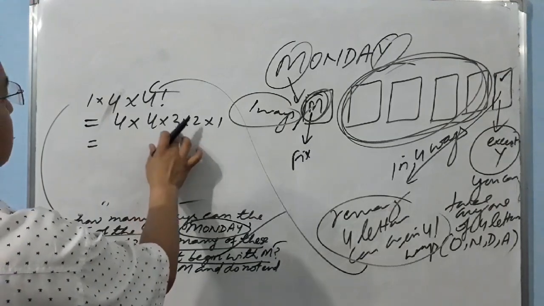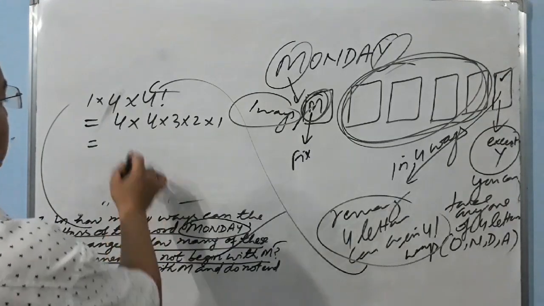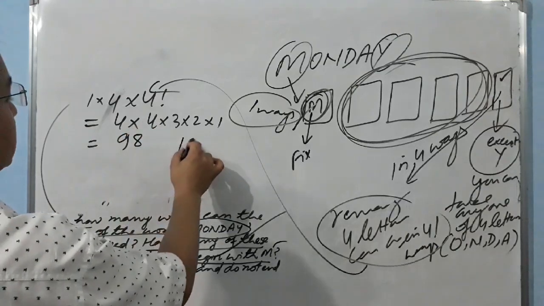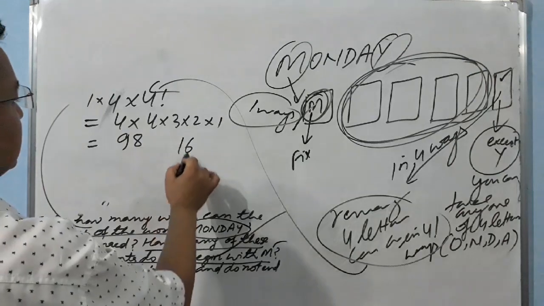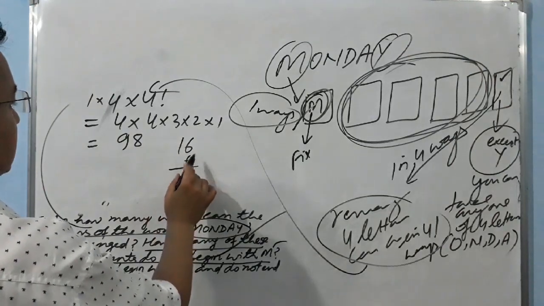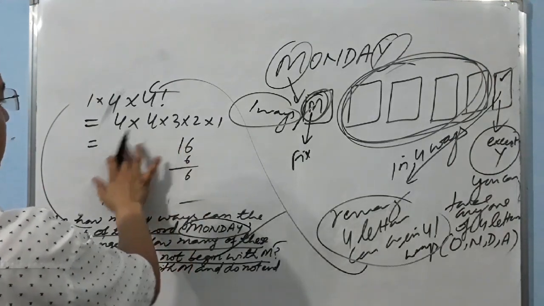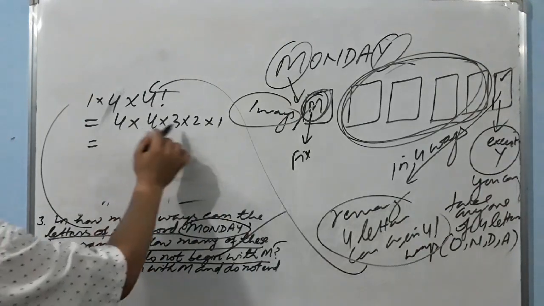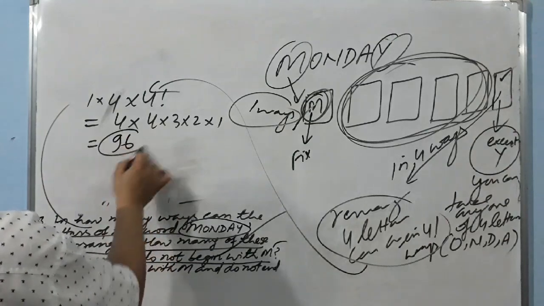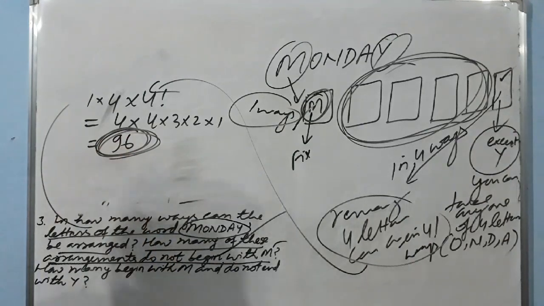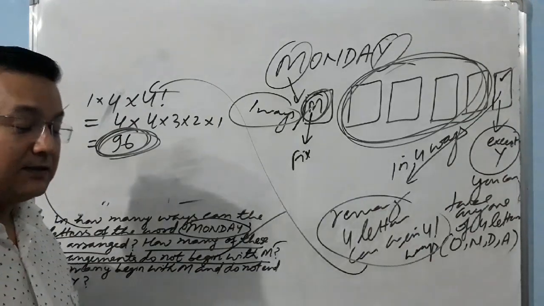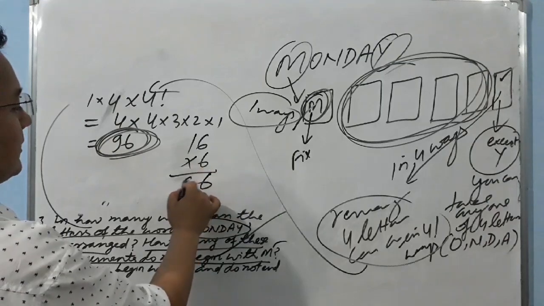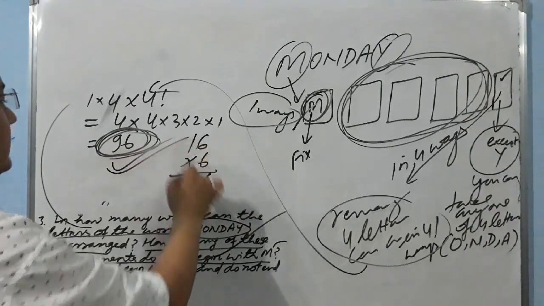Okay, so let's calculate what you will get. 4, 4, 3, 2, 1. 4 fours are 16, right? 16 threes are 48, 48 twos are 96. Okay, I think 98? Well, let me check. One minute. Here I think I made a calculation mistake. So 16 times 6 is 96. Not 98. Right. So 96 ways, 16 times 6 is 96. You can verify if you have a problem: 6 sixes are 36, and 9, 96. Okay, now verified, right?